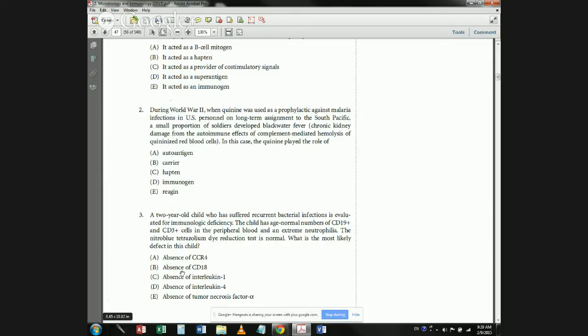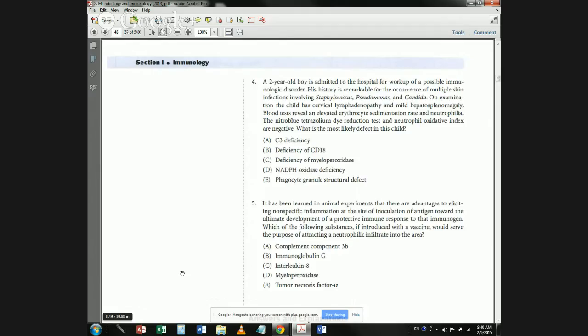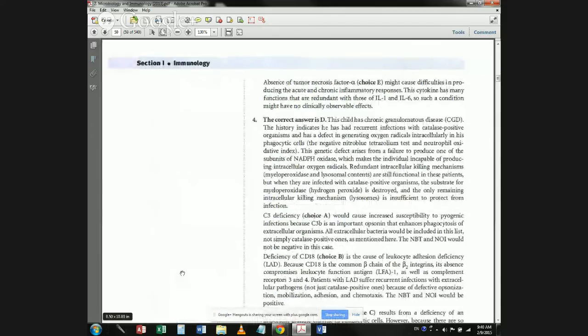Why would you have extreme neutrophilia? Maybe it's one of those leukocyte adhesion deficiency problems. I wonder. I am at a loss here. Let me see what the options are. Absence of CCR4, CD18, interleukin 1, IL-4, tumor necrosis factor alpha. I don't know. I feel like going with absence of CD18. I'm probably wrong, honestly. I'm just gonna go. Oh God. Now it's stuck.